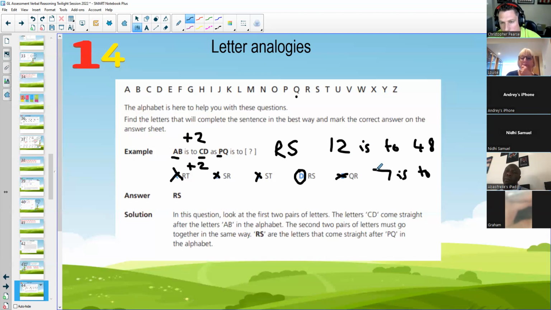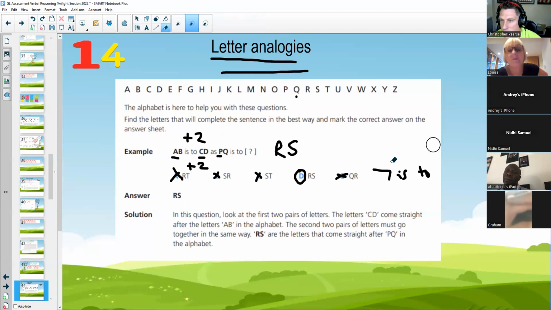And it is one of those things where they can apply it to numbers as well as letters. I tend to find with letter analogies, they don't tend to add in numbers. They are all letter driven because they provide them with the alphabet. So that's actually what they're using to do those analogies.